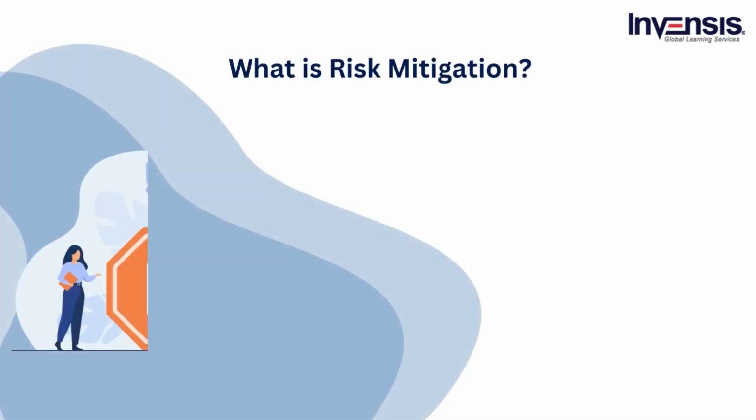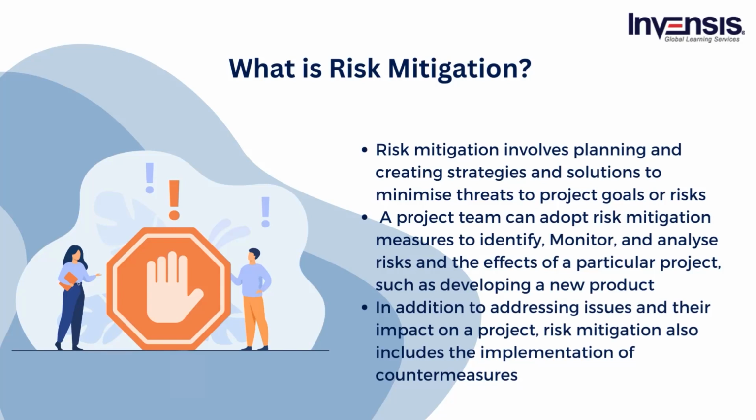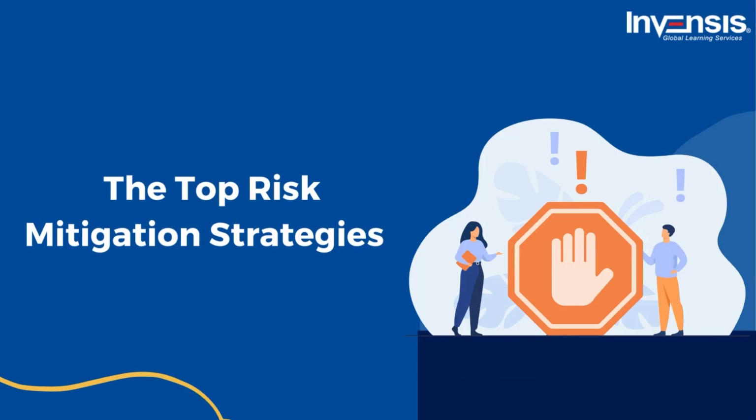Our first topic is: what is risk mitigation? Risk mitigation involves planning and creating strategies and solutions to minimize threats to project goals or risks. A project team can adopt risk mitigation measures to identify, monitor, and analyze risks and the effects of a particular project, such as developing a new product. In addition to addressing issues and their impact on a project, risk mitigation also includes the implementation of countermeasures. This was just a brief introduction to risk mitigation. Now let us move on to our next topic and discuss the top risk mitigation strategies with examples.